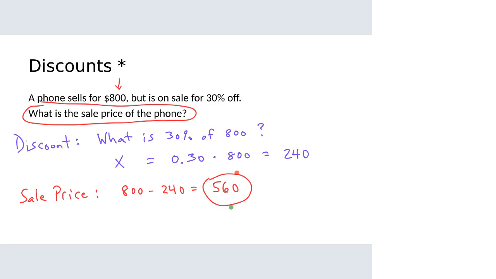240 is a really important number here because it's how much they're going to take off the price. But the answer to our question, what is the sale price? That's 560, because it's the resulting price of the phone after the discount has been taken off. Very good. That's awesome. Oh, good. Well, the next one will feel very real to you when we look at this next example.